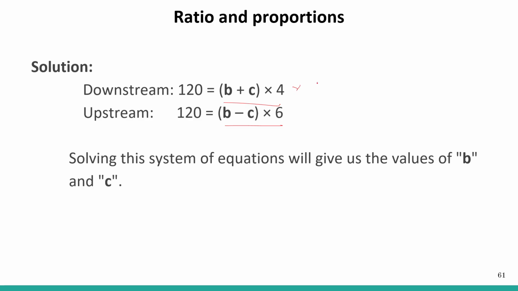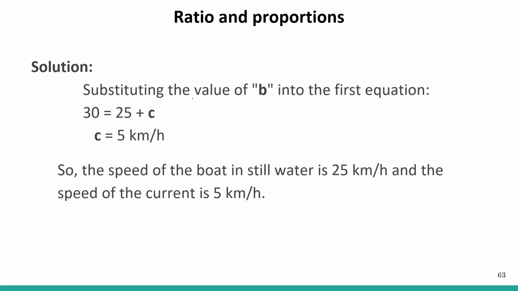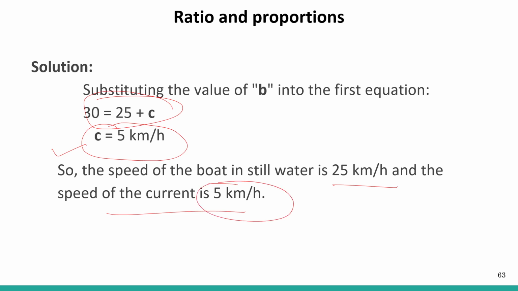So let's multiply 6 with this and multiply 4 with this. Then we can cancel out the c's coefficients and c will vanish, and we will be left with b and some constant value relation. So it becomes 2b is equal to 50, so b is equal to 25 km per hour. Substituting the value of b into the first equation, 30 is equal to 25 plus c, so c is equal to 5 km per hour. So the speed of the boat in still water is 25 km per hour and the speed of the current is 5 km per hour.